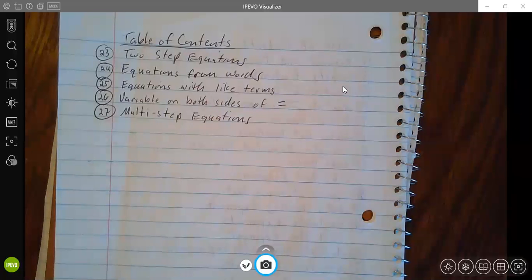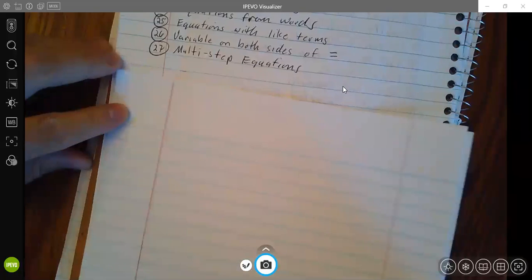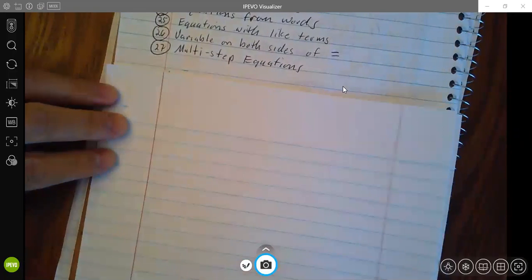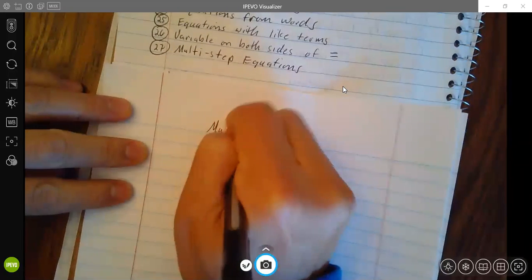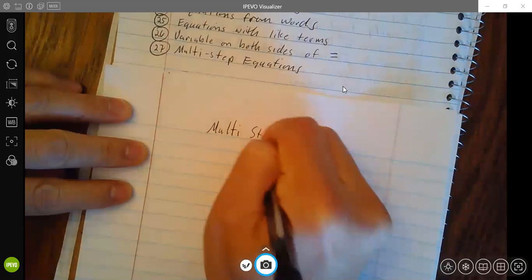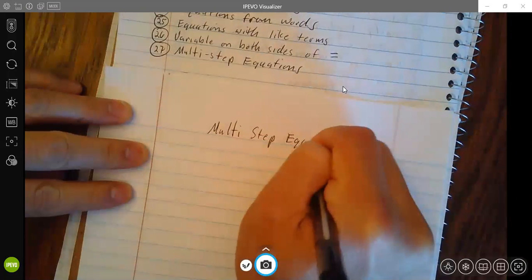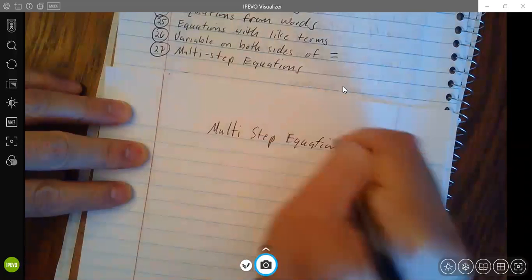Multi-step equations. Go ahead and do the new page here. Multi-step equations. It's 27.